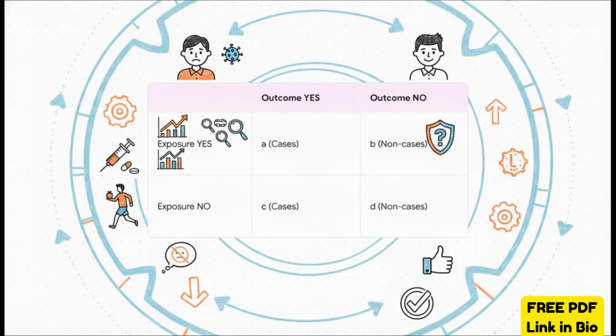To answer that, we use the ultimate decoder ring, the standard 2x2 table. Almost all measures of association come straight from this simple grid. Notice how it's organized here. The exposure always sits on the rows, and the outcomes always sit on the columns. This setup gives us four very specific groups of people, neatly labeled mathematically as A, B, C, and D. Cell A, for example, is the group of people who were exposed and got the disease.